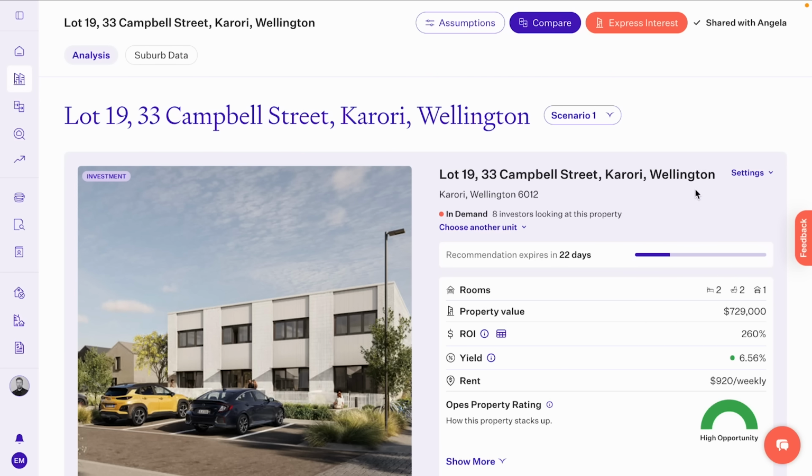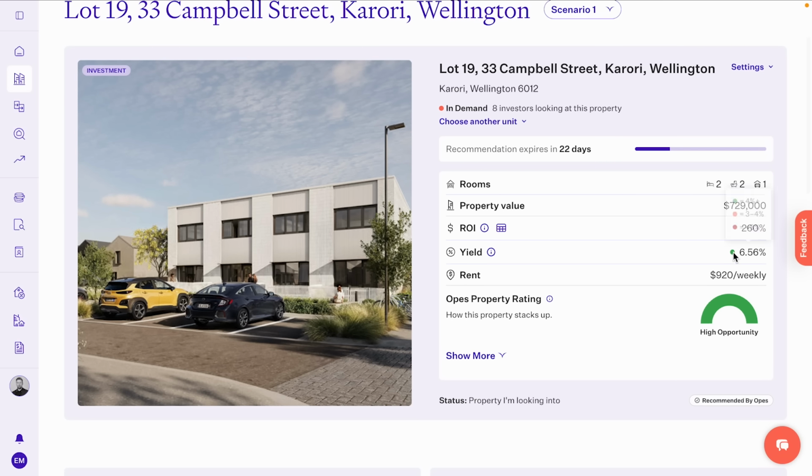And what I've done is I've chucked in a property there. It's in Karori in Wellington. And I've run all of the numbers and I can see, okay, this property's got a gross yield of about 6.5%, 6.6%. It's a yield property. And then it tells me here, okay, that's a green yield because it's above the absolute minimum that I think investors should look at, which is about 4%. I'd always be looking at above 4%.